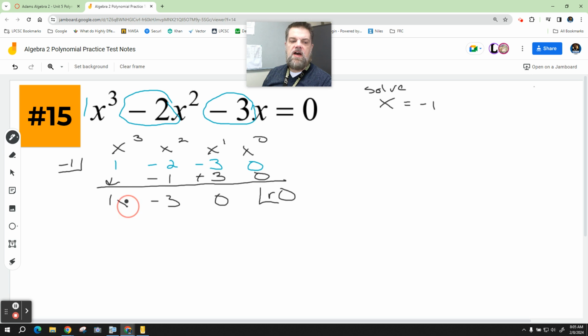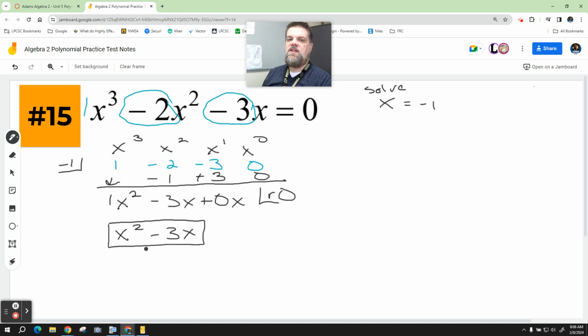Remember to drop down the power. So I have 1x squared minus 3x plus 0x. Okay, cool. So now I have x squared minus 3x. Are we done? No. So what could be another thing I could factor out? In other words, I'm going to have to do synthetic division again.